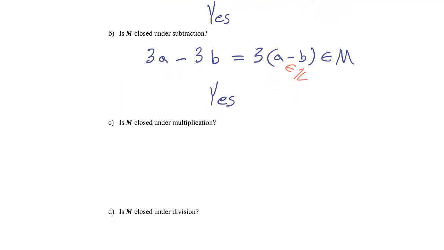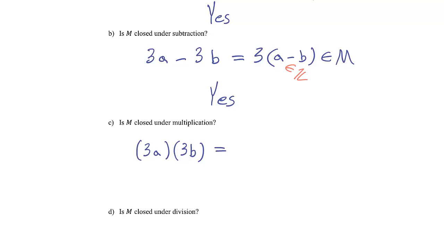Are we closed under multiplication? Let's try some examples. 3 times 3 is 9. 3 times 9 is 27. -3 times -6 is positive 18. All of these seem like multiples of 3. Let's try a proof. Let's try to prove that when you take a random number within the set called 3a and another random number within the set called 3b, you get a result that's back within our set.